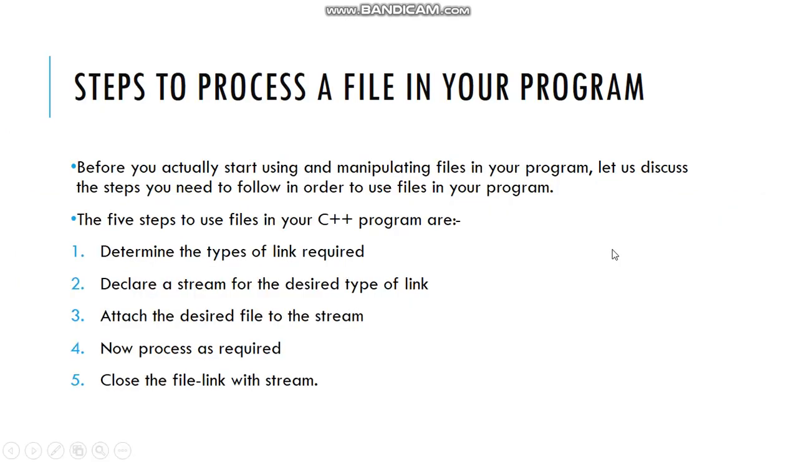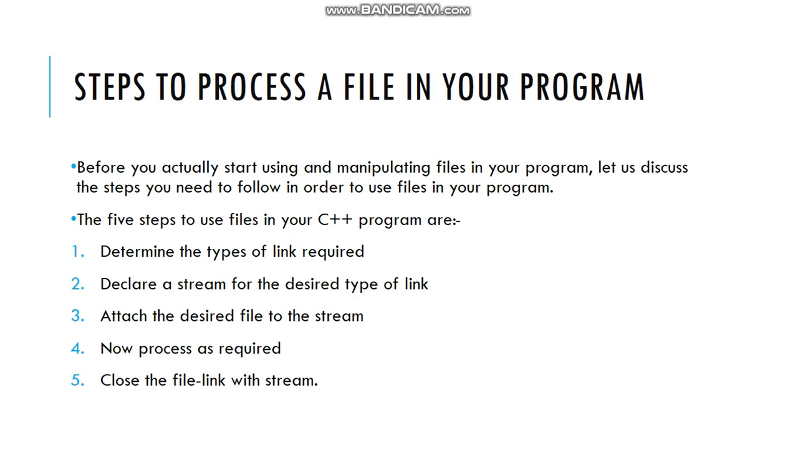Now the second step is declare the stream for the desired type of link. It says that after determining the type of link required, the next step is to create a stream for it. In order to create a file stream, the header file, that is fstream.h, is included in the program. And if you have included fstream.h, then there is no need to include iostream.h, that is for cin and cout, which we used in the previous programs or lectures till now. So once we have written fstream, there is no need to write iostream.h.